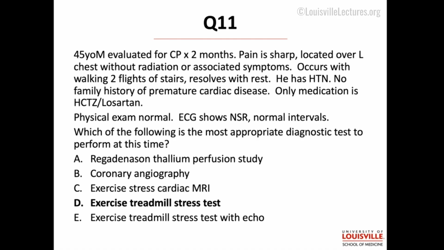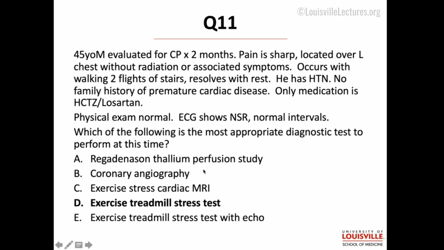With a normal EKG, in someone like this, they actually recommend an exercise stress test without imaging. Now, in real life, most people add imaging because it does increase your sensitivity and specificity of the test. But for the boards, if you have a normal EKG and you don't have a significant number of risk factors, this is going to be someone who just gets a treadmill. It does happen in the real world, but most of you are probably accustomed to adding imaging.